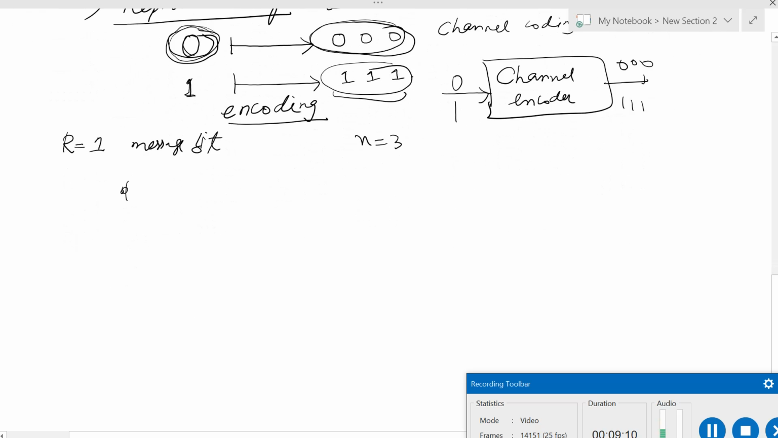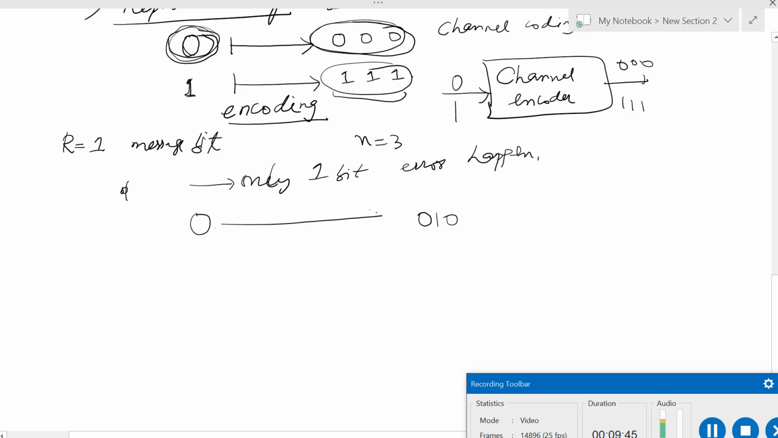What will happen? When you transmit these bits, suppose the channel is such that only 1 bit error happens. If there is only 1 bit error, you will see that we can have a scheme where we can completely recover from all the errors. See how. When you transmit 0, the receiver receives, suppose there is one error, 0, 1, 0. You actually transmitted 0, 0, 0, but the second position is an error.